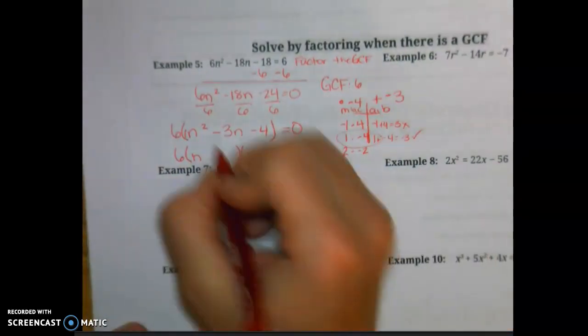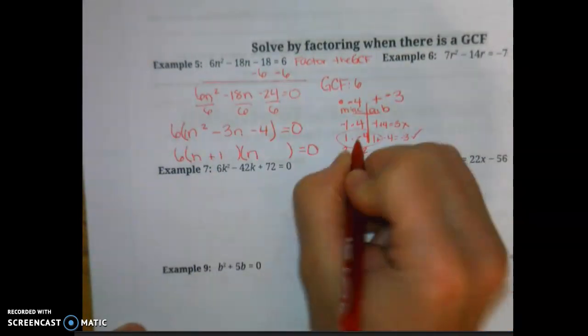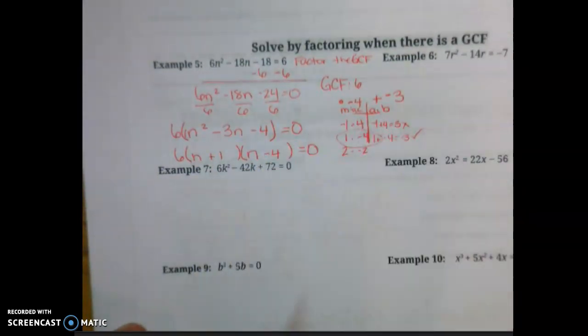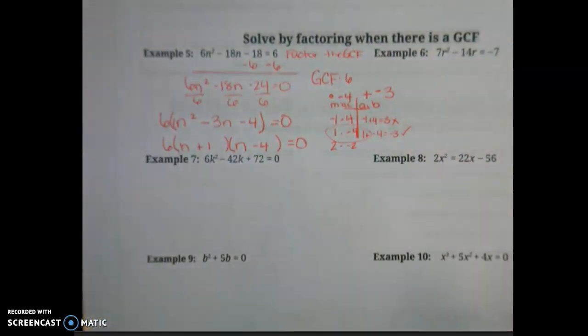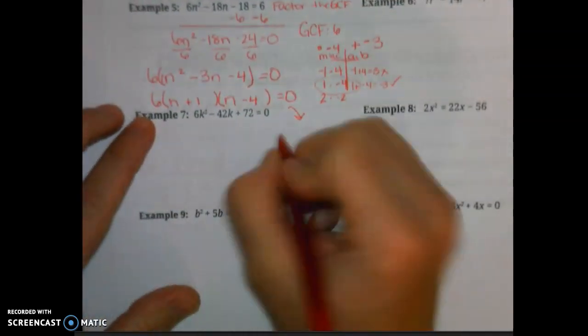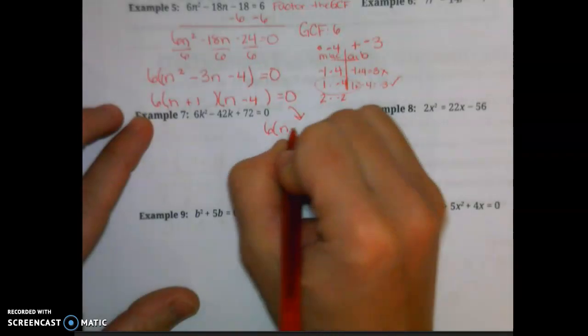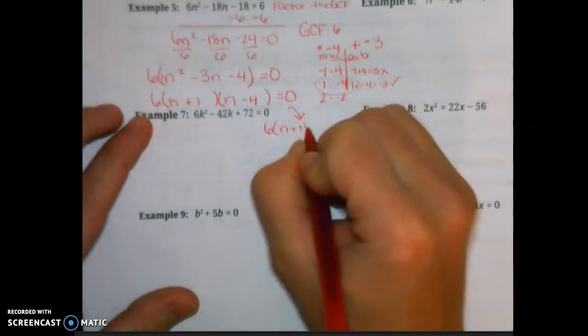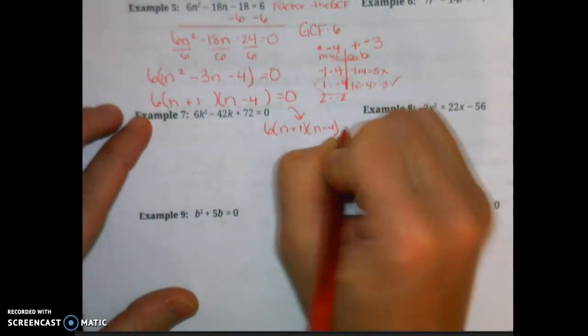So this is a positive 1. I'm going to put plus 1 here. This is a negative 4. I'm going to put minus 4 here. Looks like I did not give you enough room in this packet. So before I send it home, I'm going to give you some extra space. I'm going to come over here to solve. I'm going to rewrite over here 6 times n plus 1 and n minus 4.